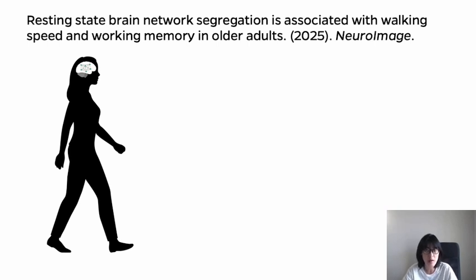So in the next part of the demo, I will be talking about doing ANOVAs and making figures in R Markdown. And I will be using the data from our already published manuscript titled Resting State Brain Network Segregation is Associated with Walking Speed and Working Memory in Older Adults. This paper was published in 2025 in NeuroImage.